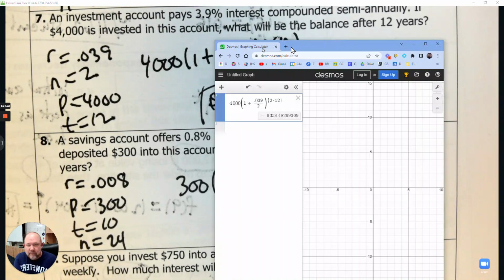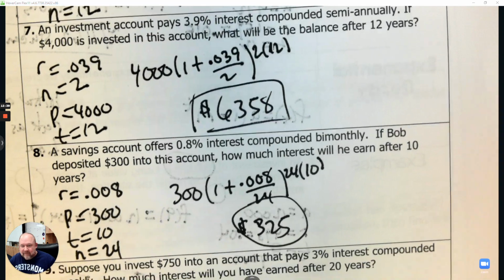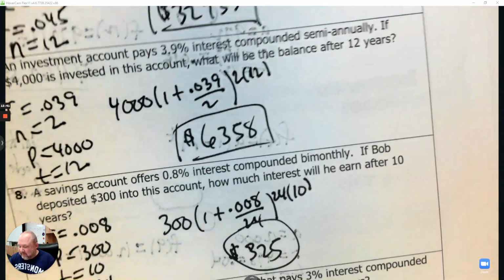And then use Desmos. So 300, 1 plus 0.008 divided by 24 to the exponent 24 times 10. And you get $324. 325. You made $25. Pretty good. Number 9, last one here.